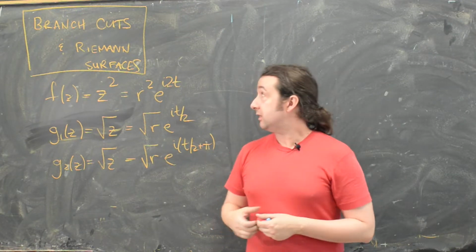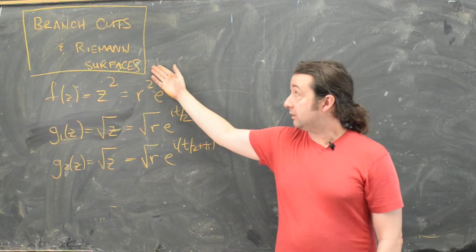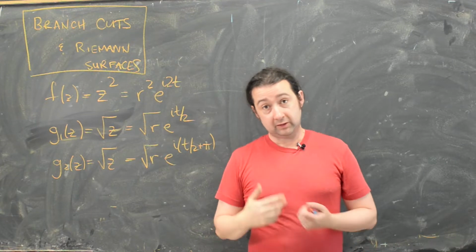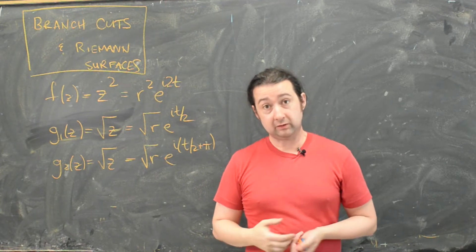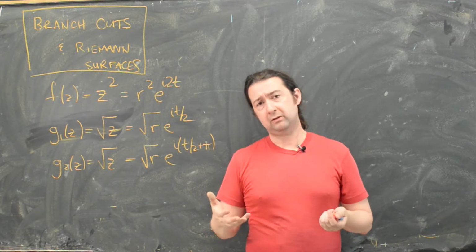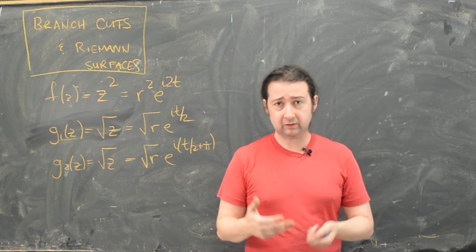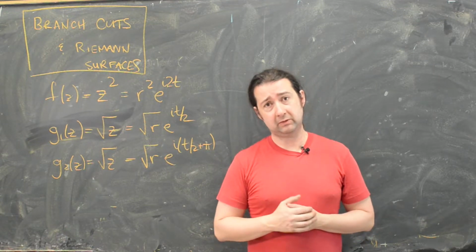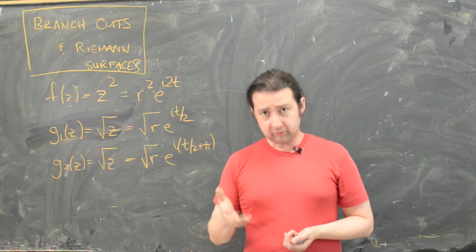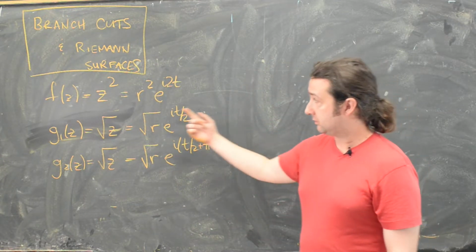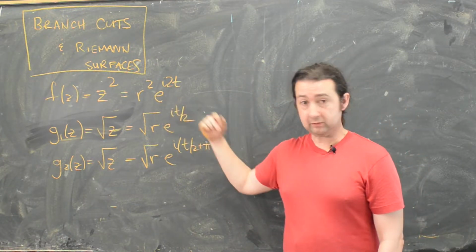So what I want to talk about today is branch cuts and Riemann surfaces, which is a way of taking multiple branches of an inverse function and gluing them together into a single function that is continuous. And we'll talk about what that means as we go. The motivating example here that I want to talk about is f of z is equal to z squared.